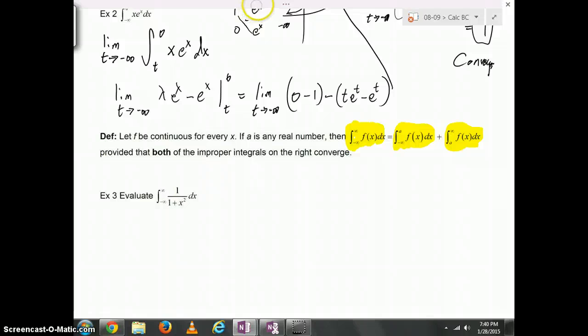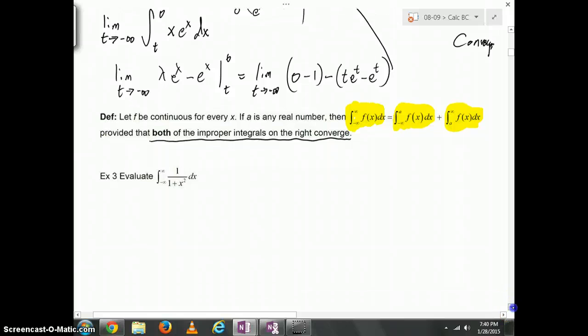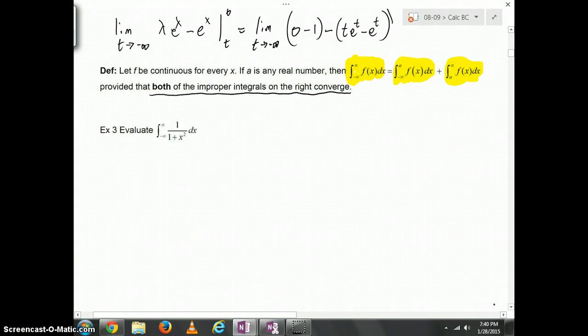But this problem will be convergent only if both of the improper integrals on the right converge. If even one of them diverges, then the original problem fails and it diverges itself. So if you see that one of those integrals might be divergent, and if it does diverge, you don't even have to check the second one. Well, let's see if we could get a little bit of help here.